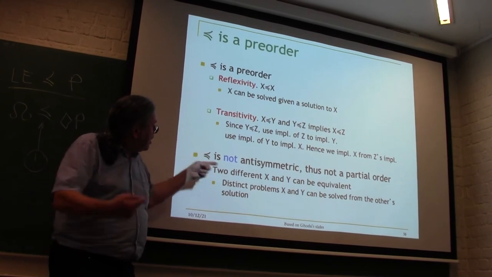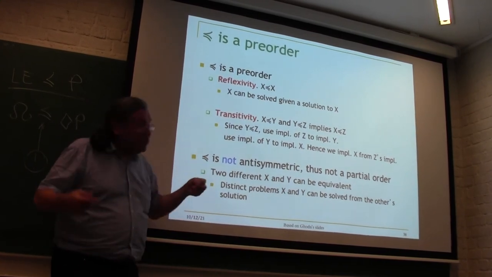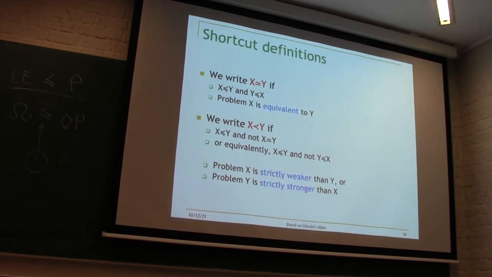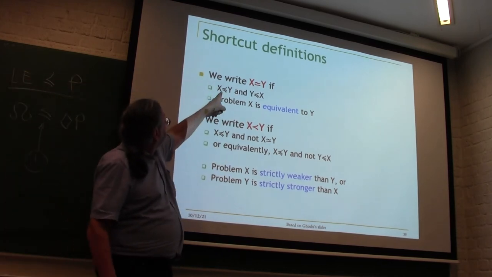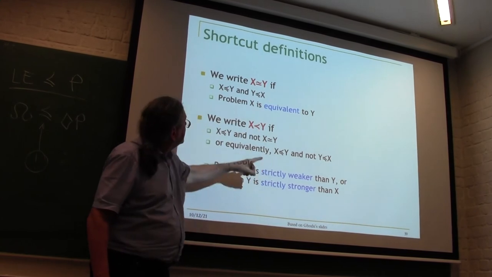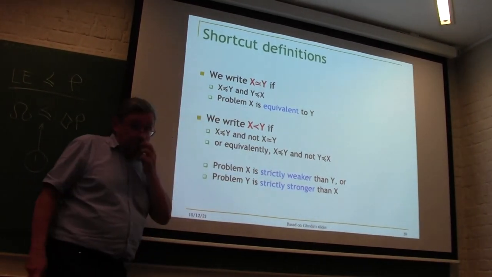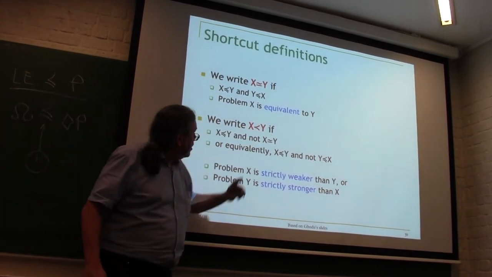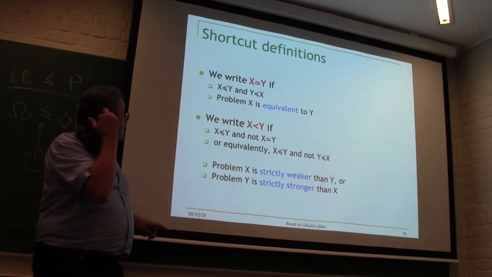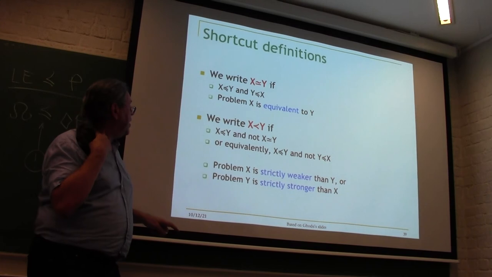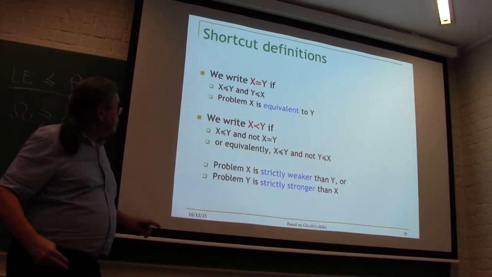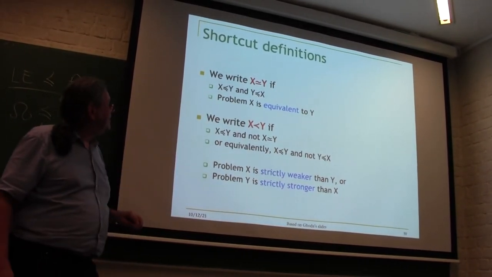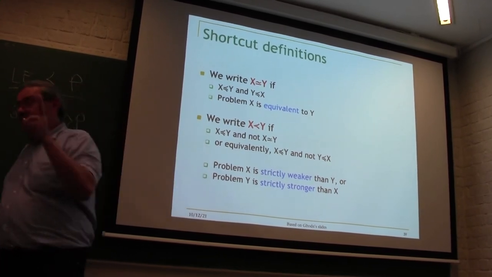So you cannot say, if this goes both directions, that they're actually the same, but they're equivalent. So we could say that if X can be solved using Y and Y using X, then X is equivalent to Y. It's maybe not the same problem, but it's the same power. And if X is strictly weaker than Y, that means X can be solved using Y, but they're not equivalent, because it doesn't go both ways.